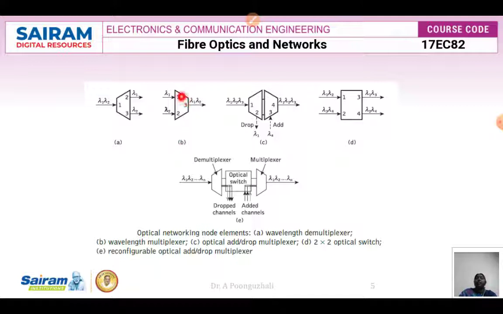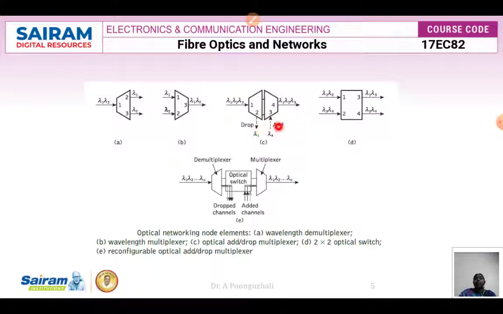So in a wavelength multiplexer operation, we are going to have multiple inputs, that is 1 and 2, which are going to have the wavelengths lambda 1 and lambda 2, and these two signals are going to be multiplexed and we get lambda 1 and lambda 2 at the output. Now next is your optical add or drop multiplexer.